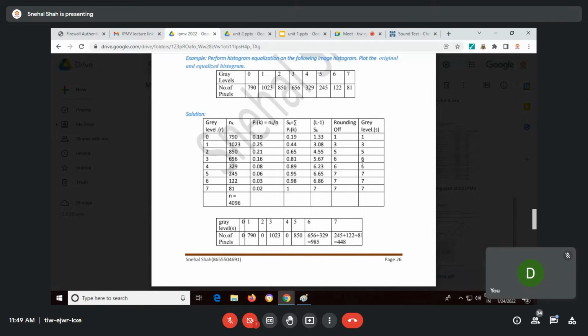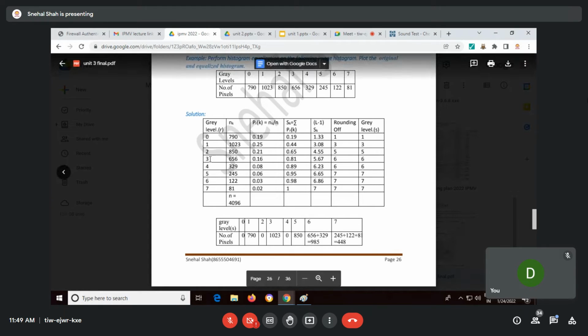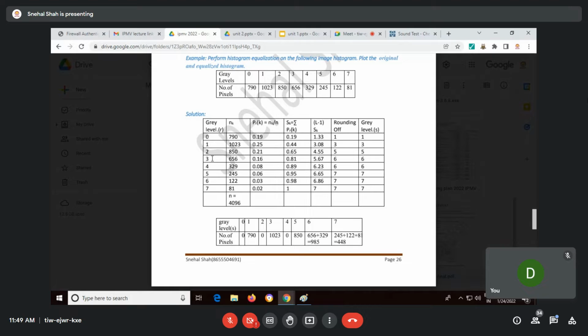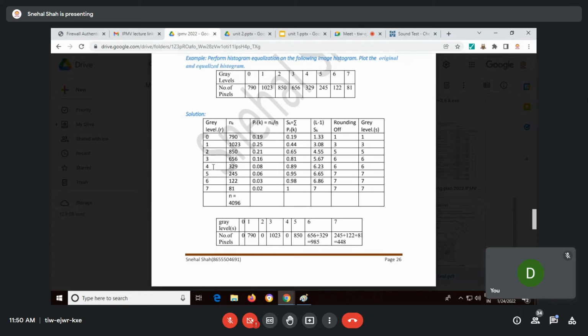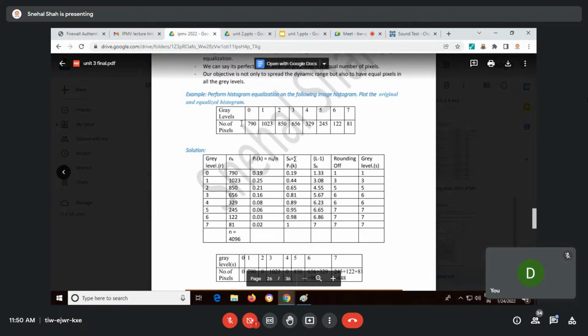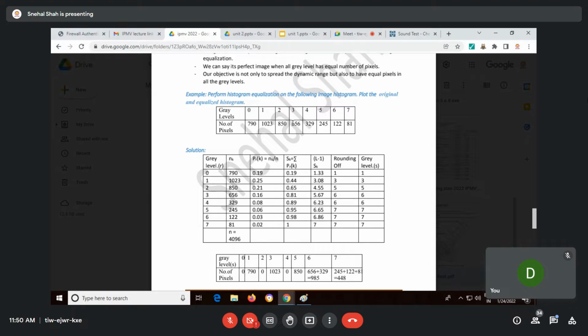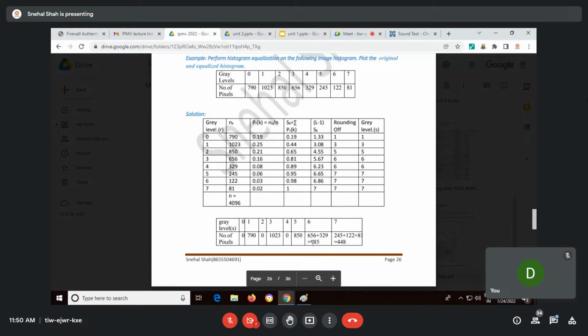Now 6 is written two times. The first 6 you got from gray level 3 in the old image, and the second 6 you got from gray level 4 in the old image. For 3 and 4 in the given table, how many pixels are there? 656 and 329. You take the addition of these and write it down for 6 in the new image S. So write down here, it is 985.